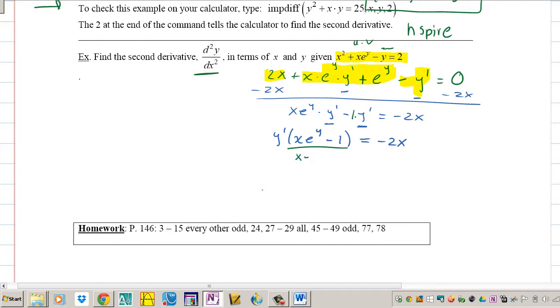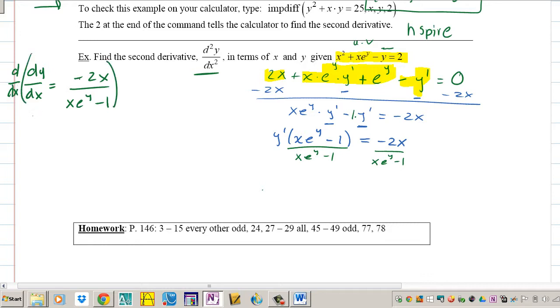Now we're going to be dividing both sides by this. And I have this part here. Here's my derivative. dy/dx is equal to negative 2x over x e to the y minus 1. And if you go back to the previous day, you'll see that this is the same problem we did in the previous day. Now let's talk about the second derivative of this equation.